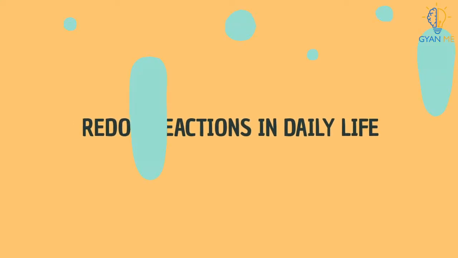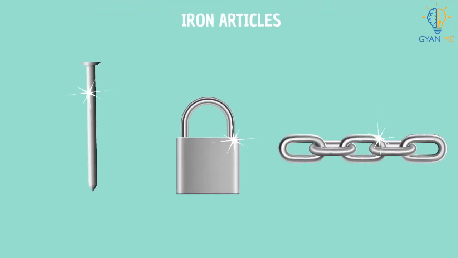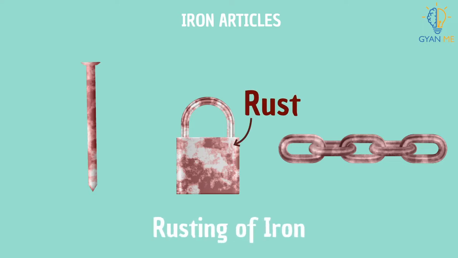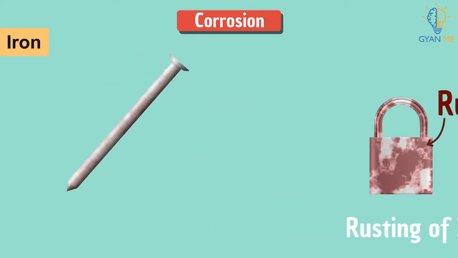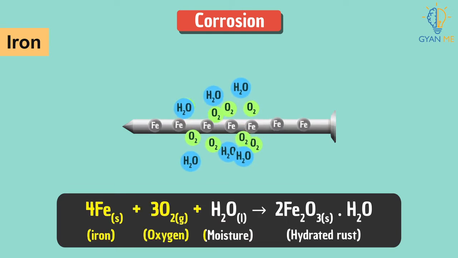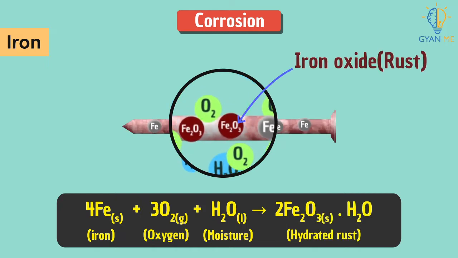Now, the redox reactions are very important in our everyday life. Let's see them. You must have observed that new iron particles are shiny, but after some time get coated with a reddish brown layer. This reddish brown layer is called rust, and this process is commonly known as rusting of iron, which is a form of corrosion. Here, iron is reacting with oxygen and moisture of the atmosphere, that is undergoing oxidation, and forms iron oxide, which is nothing but the rust.